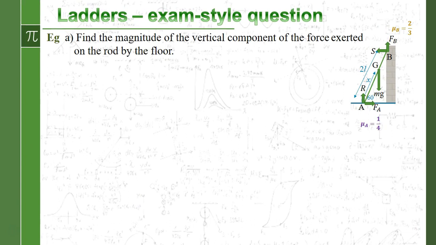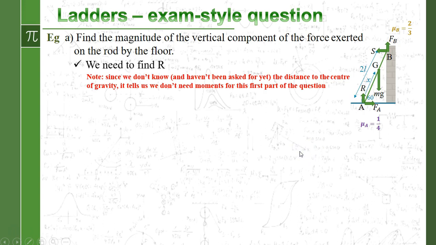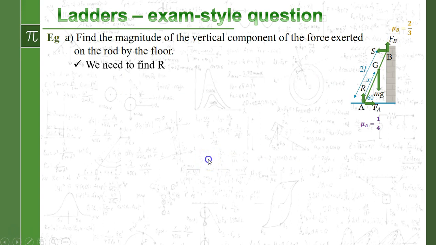Now, let's have a look at what we want. We want the magnitude of the vertical component of the force that exists on the rod by the floor. Now, we need to find R. There's a bit of a hint in this, because we've got this value x, which is missing. This is only going to come into play when we start taking moments, but because we don't know it, because we're not yet being asked to find it, that tells me straight away that we're not necessarily going to need moments for this part of the question. So what I'm going to do is have a go at my vertical and horizontal forces and see if that works things out first of all.